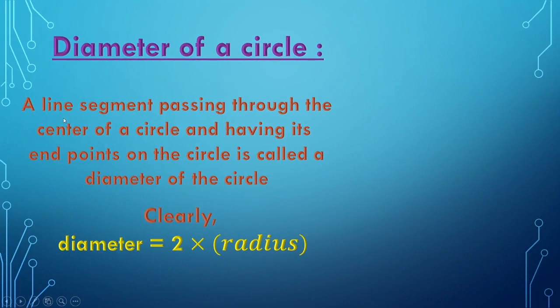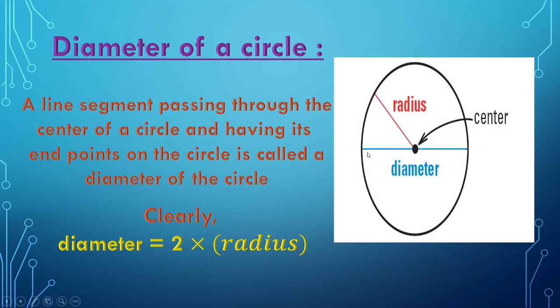Diameter of a circle. A line segment passing through the center of a circle and having its end points on the circle is called a diameter of the circle. Here in the figure you can see this blue line segment. This is passing through the center and having its end points on the circle. So this line segment is called the diameter of the circle. And we can also see that the distance from here to here is one radius, and again the distance from here to here is another radius. So clearly we can say that diameter is equal to 2 into radius, or twice the radius.